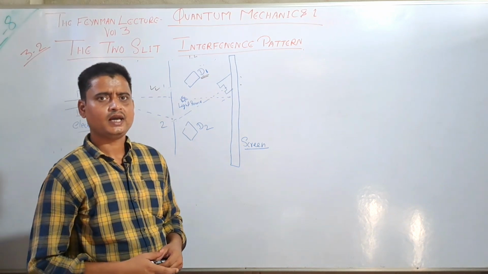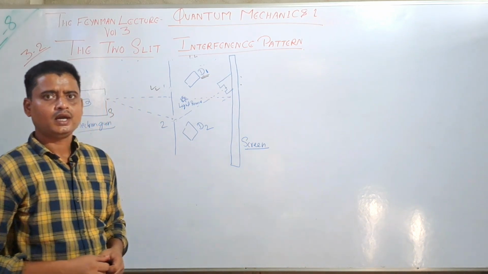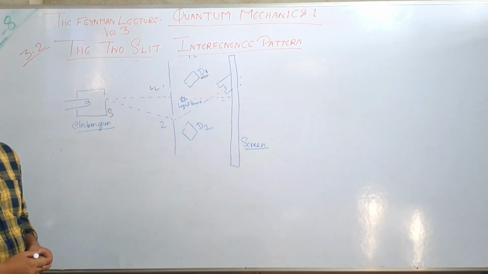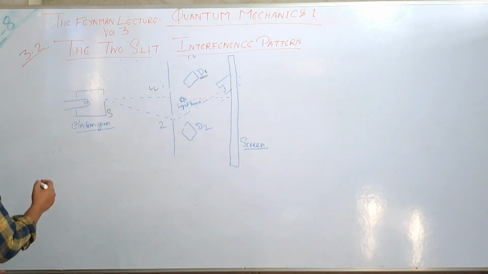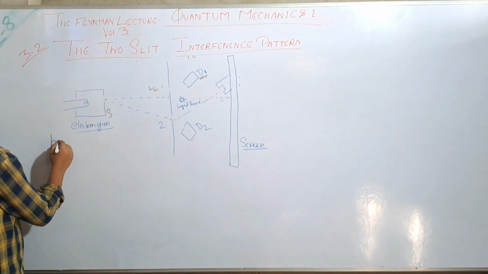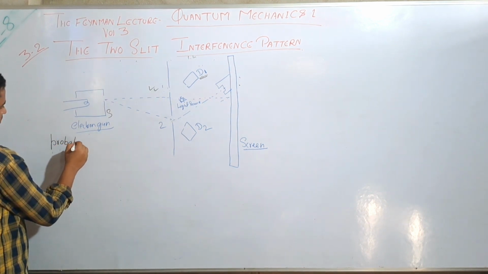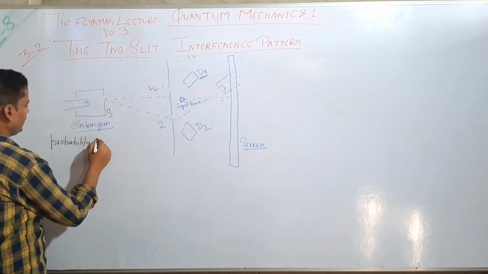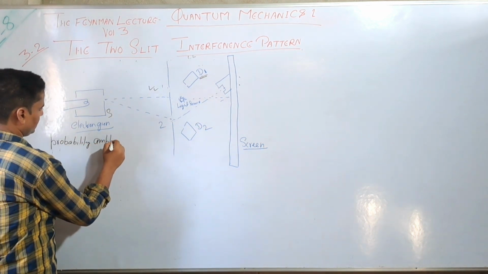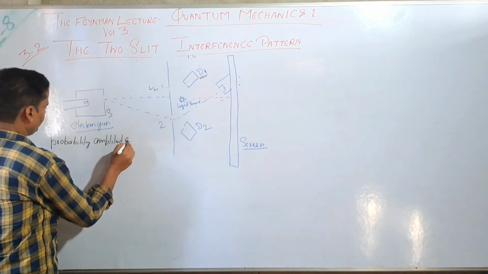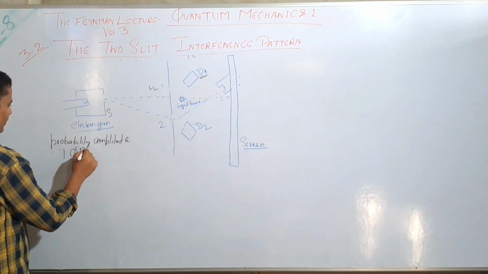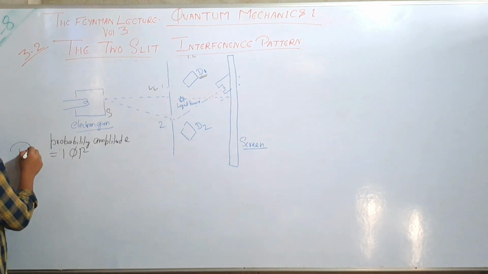Quantum mechanics is a highly probabilistic theory. In quantum mechanics, we always deal with probability, and we describe every event with a probability amplitude phi. Remember, the square of this probability amplitude is the probability of a certain event, P.